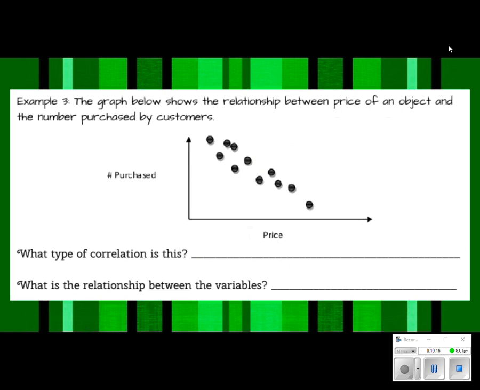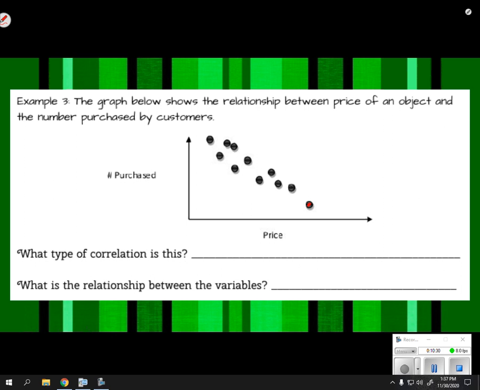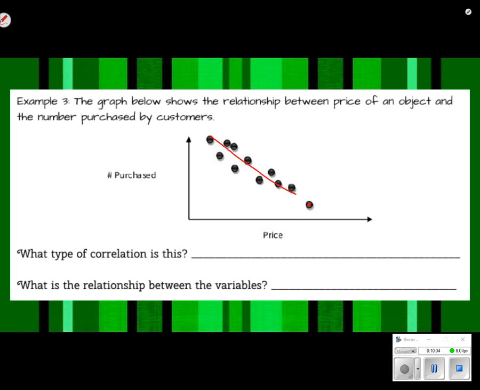All right, the graph below shows the relationship between price of an object and the number of items purchased by customers. So we have price. As price is going up, look at this, as price is increasing, the number purchased has decreased. We've got a very low price, okay, and we've got this downward trajectory, which would mean a negative slope. So what type of correlation is this? This is a negative correlation.